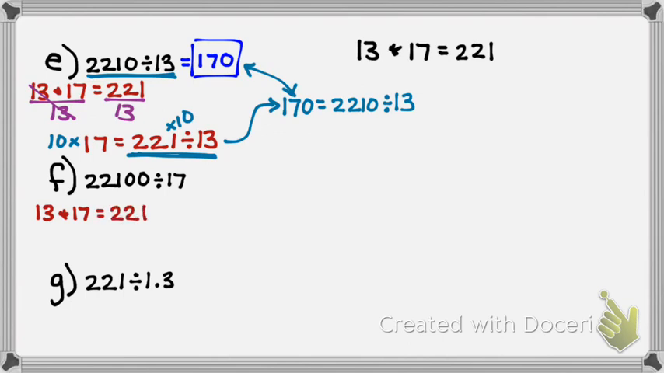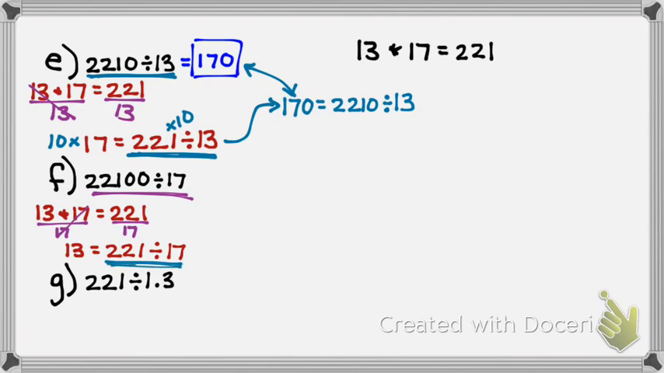Do I want to divide by 13 this time? No, because I want to make it look like this. So I'm going to divide by which piece? Divide both sides by 17. So that would give me 13 equals 221 divided by 17.